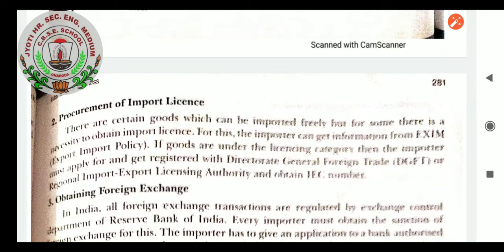Procurement of import license. There are certain goods which can be imported freely, but for some there is a necessity to obtain an import license. For this, the importer can get information from the export-import policy. If goods are under the licensing category, then the importer must apply for and get registered with the Directorate General of Foreign Trade (DGFT) or the Regional Import-Export Licensing Authority and obtain the IEC number.